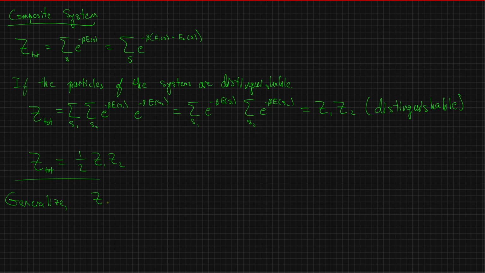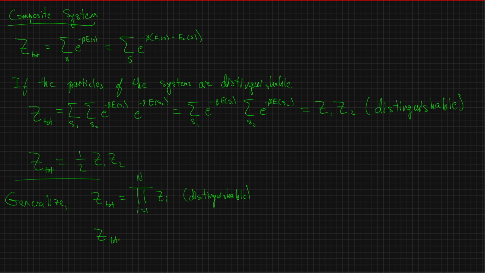So Z total for a system of n particles is going to be the product from i equals 1 to n. Hopefully you've all seen this symbol used for products before. It's the same idea as the summation, but now it's a product. So it just says take Z1 times Z2 times all the way up to Zn. This is what it'll be if they're distinguishable, and there's no factor we need to throw in there.